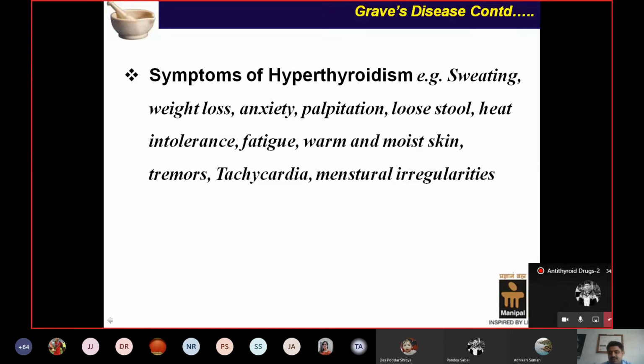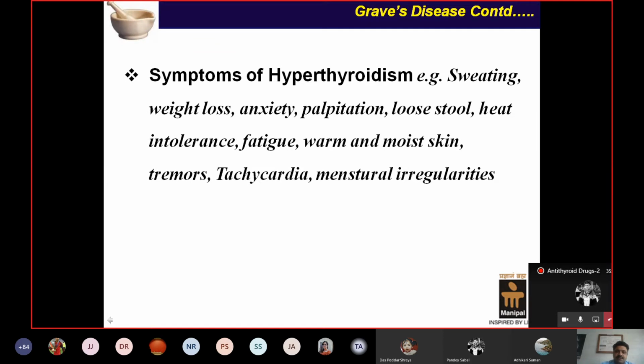All these symptoms you can correlate with the action of the thyroid. It affects the body's metabolic rate. So when there will be more thyroid hormone, the metabolic rate will increase. There will be more heat generation in the body, so always there will be a feeling of heat. That is why the patient cannot tolerate the heat, and there will be warmness, sweating, moist skin.